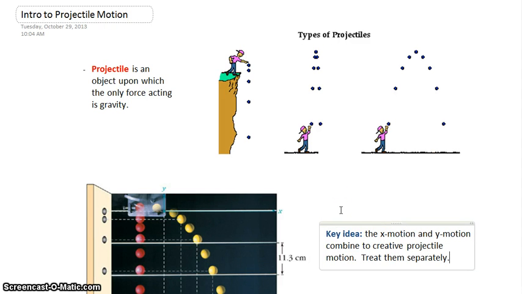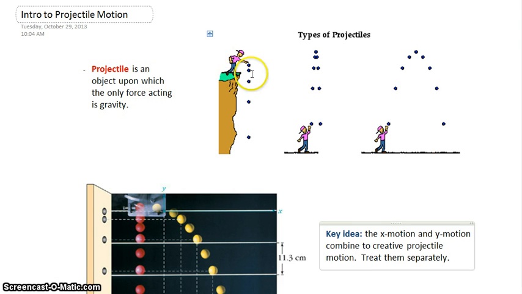Alright, hi everybody. This is a very short video just to introduce the idea of projectile motion, review some of the key concepts we talked about in class. What is a projectile? Well, simply put, a projectile is an object upon which the only force acting is gravity.